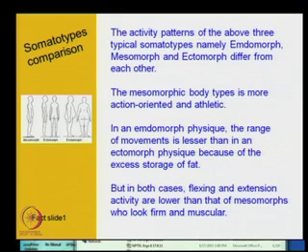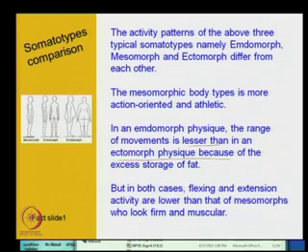Now, somatotype comparison. The activity pattern of the above three typical somatotypes, namely endomorph, mesomorph and ectomorph, differ from each other. The mesomorphic body type is more action oriented and athletic. In an endomorph physique, meaning fatty, the range of movements is lesser than in an ectomorph physique because of the excess storage of fat.